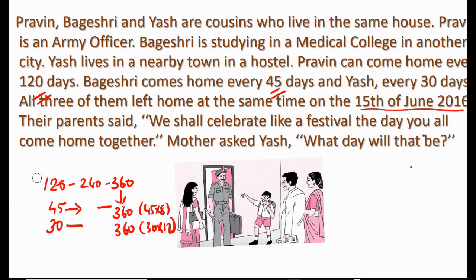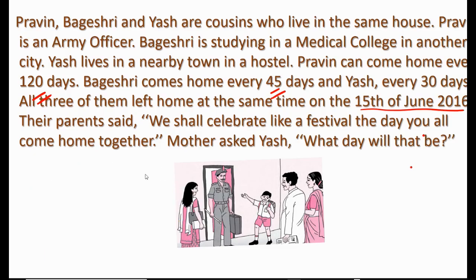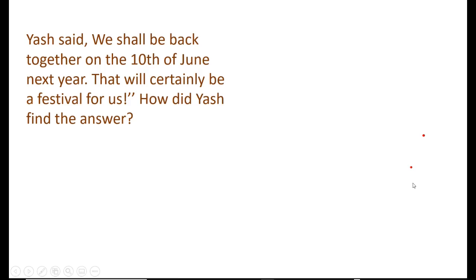From 15th June we have to calculate when the 360th day comes. We know that a year is equal to 365 days. So it will certainly be before 15th June next year. Only 5 days different, so around 10th June they will have to come. "Yes sir, we shall be back on 10th June next year." Yash is a good student, he answered quickly. He told that they will come back on 10th June next year.